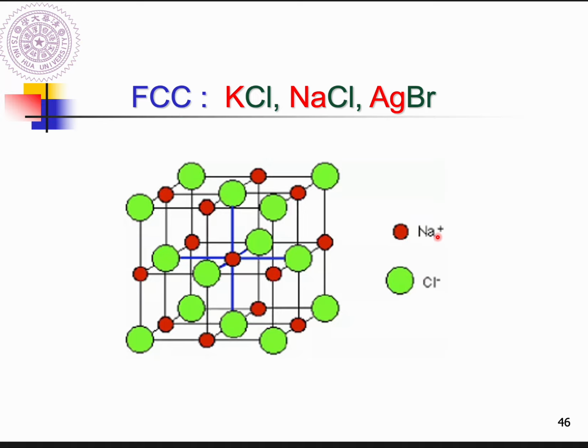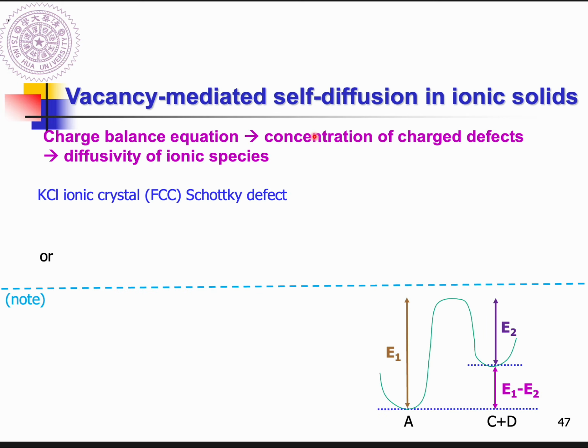So I just simply grab sodium chloride as an example. If you take a look at the sodium ions, the structure is actually FCC. And if you focus on the chloride ions, they are also FCC structures. So this is the FCC structure for sodium chloride. Okay, so now let's move to some real cases.